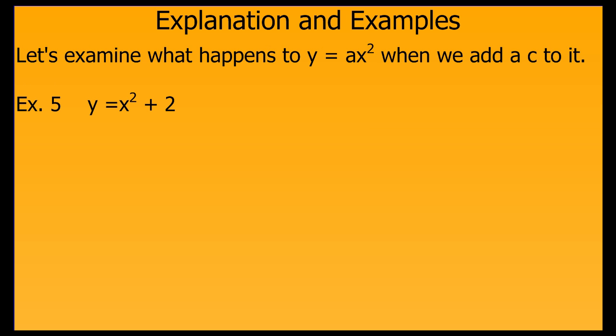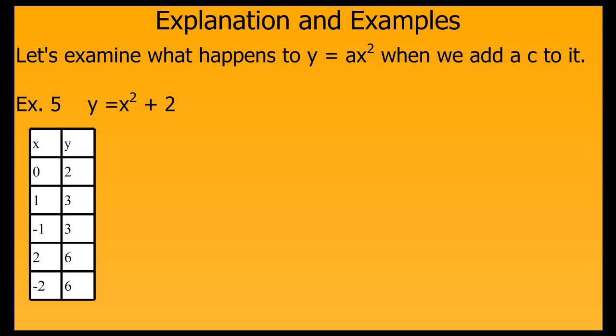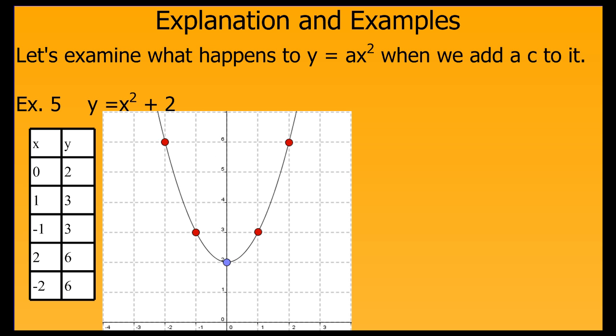Now what happens when we add a constant to our graph, a value for c? In this case, y equals x squared plus 2. First, we make our table of values. Now we graph it. What do you notice?